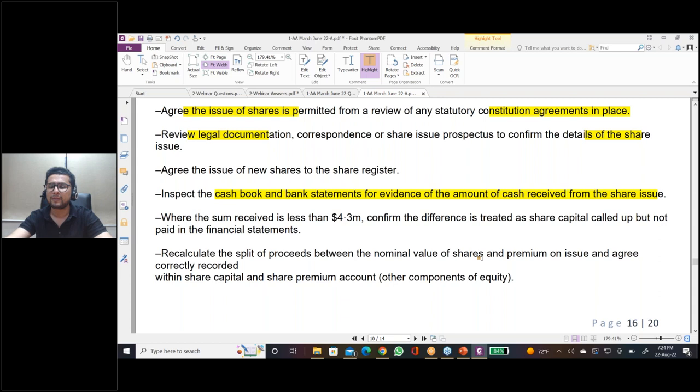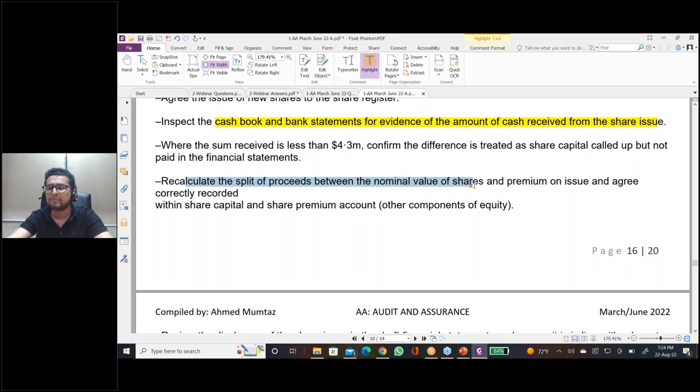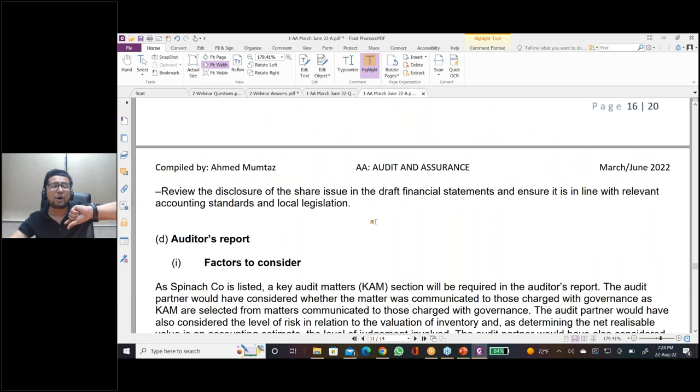Recalculate the split of the proceeds between the nominal value and the premium. Make sure it is correctly classified within the share capital and share premium account. We know the nominal amount goes as a credit in the share capital, and the premium is classified in the share premium account. Last but not the least, review the disclosure of the share issue in the draft financial statements. Ensure it is in line with the relevant accounting standards and with the local laws and regulations.